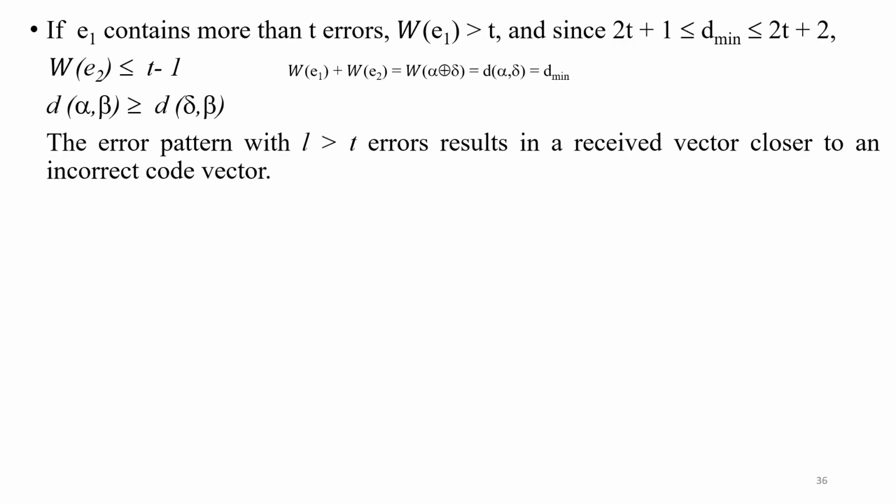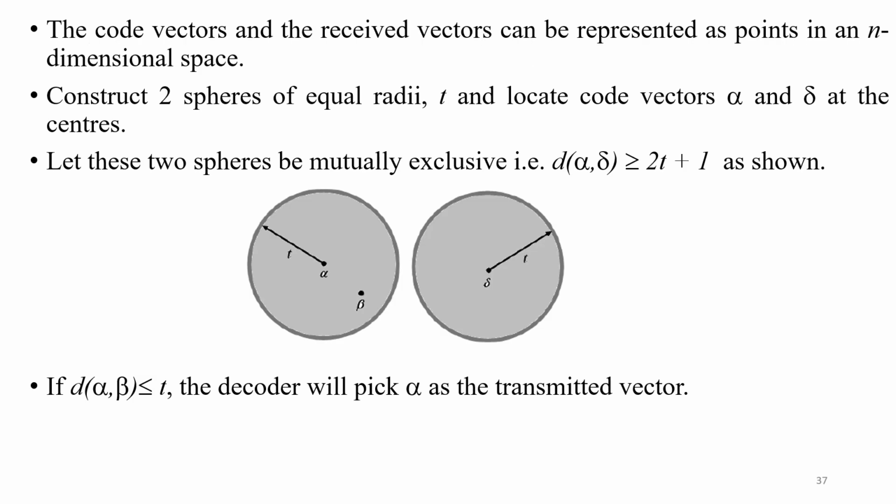If E1 contains more than T errors, the weight of E1 will be greater than T, and since dmin lies between 2T plus 1 and 2T plus 2, weight of E2 will be less than or equal to T minus 1. D of alpha beta will be greater than D of delta beta. The error pattern with L greater than T errors results in a received vector closest to an incorrect code vector. The code vectors and the received vectors can be represented as points in an n-dimensional space.